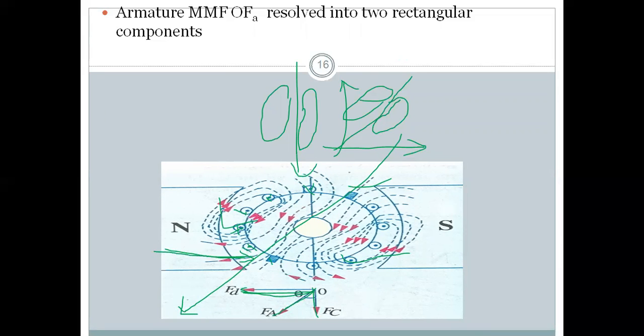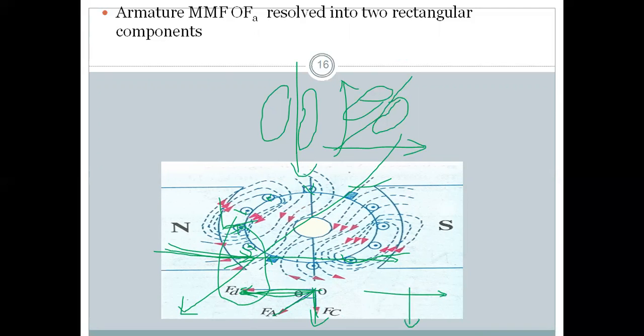This is the north pole flux, the main flux. This is because of one of the components of armature flux. The fluxes are opposing each other. What is happening? Due to this FD, the flux is weakening, demagnetizing. Then this flux is like this, and the main flux is like this. You can see the main flux is like this.